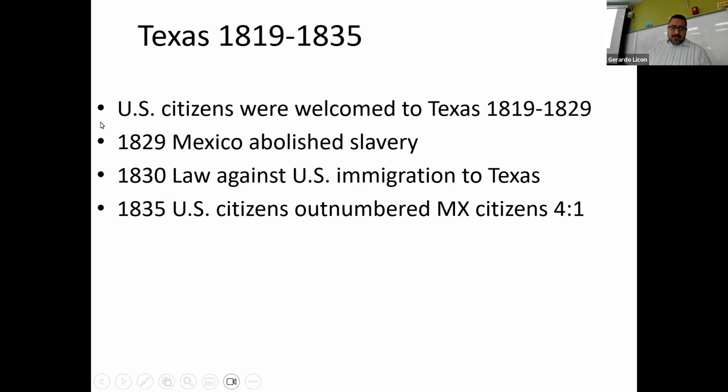But in 1829, as I mentioned in the previous lecture, Mexico abolished slavery, and this put the Mexican government and the US citizens that were moving to Texas at odds, because most of those US citizens moving to Texas were slave owners looking for places to expand slavery to. Initially, they made an exception for US citizens in Texas to be able to continue to have some slavery.